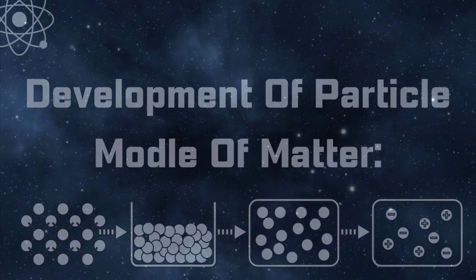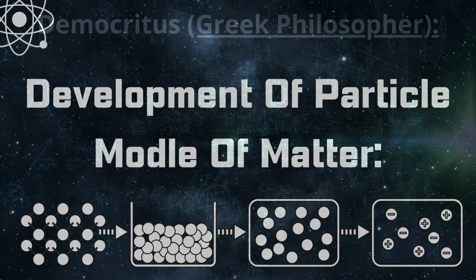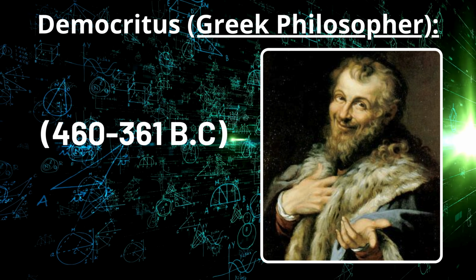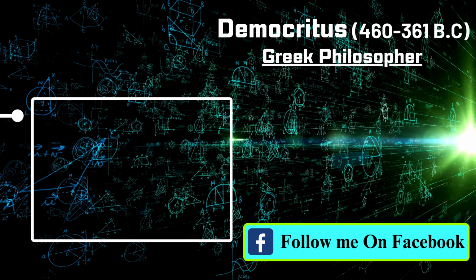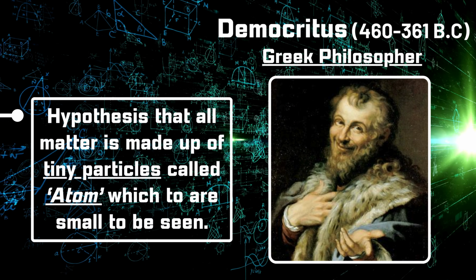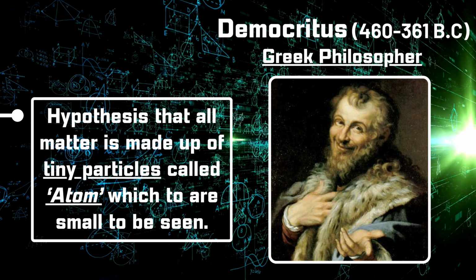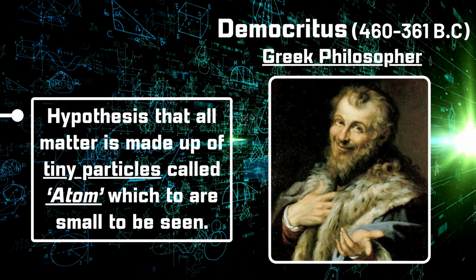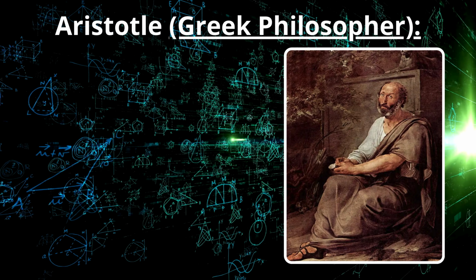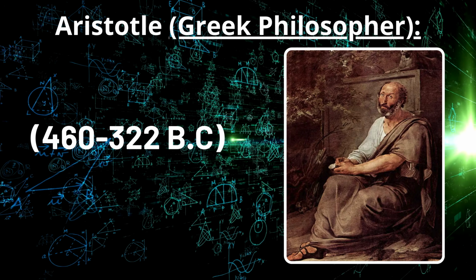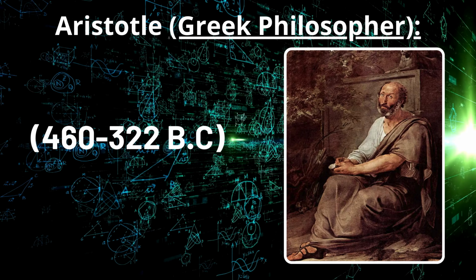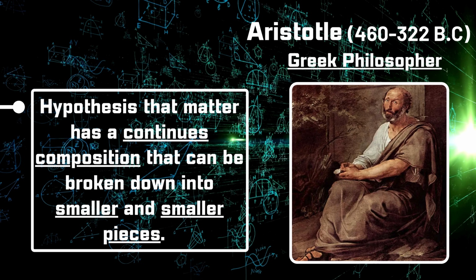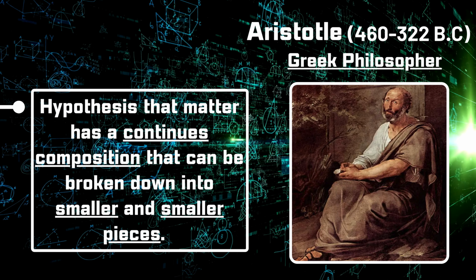Now we'll talk about the development of the particle model of matter. Democritus, Greek philosopher, 460 to 360 BC, hypothesized that all matter is made up of tiny particles called atoms, which are too small to be seen. Aristotle, Greek philosopher, 460 to 322 BC, hypothesized that matter has a continuous composition that can be broken down into smaller and smaller pieces.